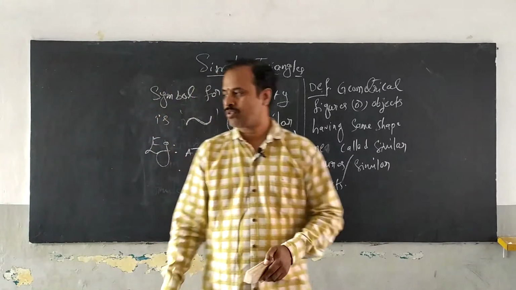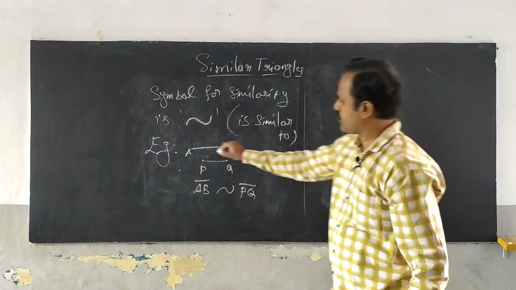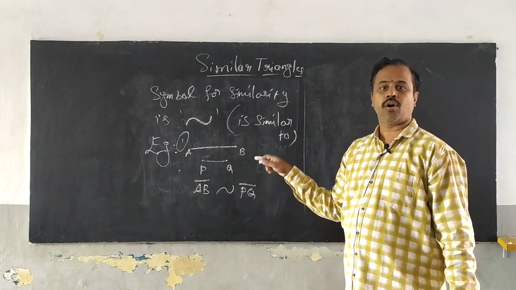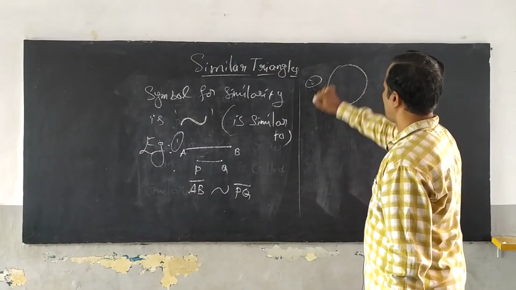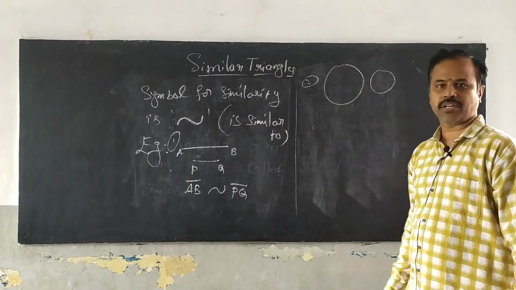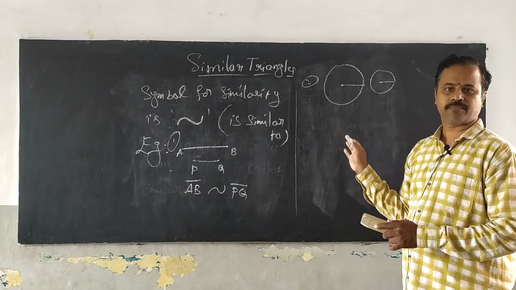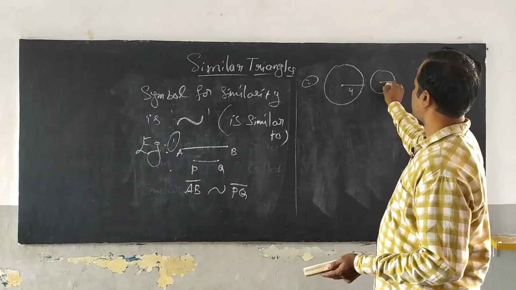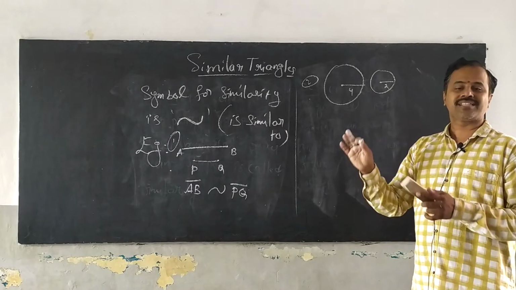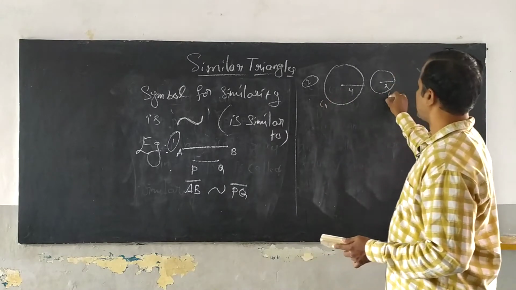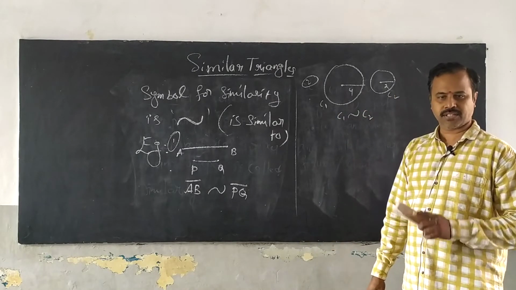This is the first example: two line segments are always similar. Now the second example: two circles are always similar. I draw two circles. Irrespective of the radius, let one be 4 centimeters and the other 2 centimeters, considering the shape, both are the same. I call this circle C1 and this one C2. Now C1 is similar to C2. Is it clear?